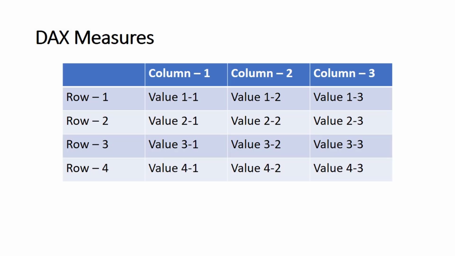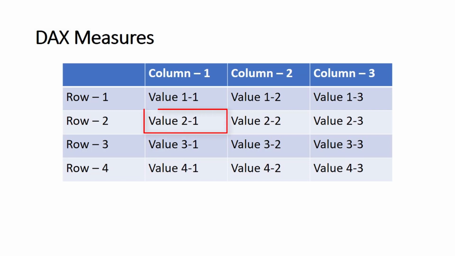Take an example of this visual in which we have various rows and columns, and the values are calculated against the combination of the row and column. When we put a DAX measure in the visual, the value 1,1 is calculated against the context of column number 1 and row number 1. So the data actually is filtered based on the selection of the row and column. The value of the combination then is put in the visual.